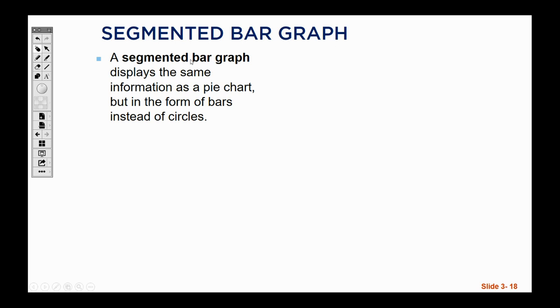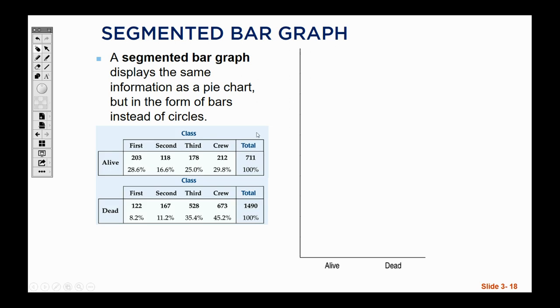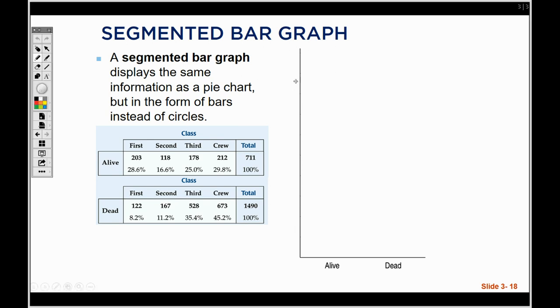So a segmented bar graph is what I was getting to. We're going to make a segmented bar graph, which displays the same information as a pie chart, but in bars. Easier to make, especially on the AP exam, because we don't have to figure out 360 when we're trying to figure out what size to make things. We're going to take these two categories, alive and dead, and make a proportion. This is going to be animated in a minute, but I'm just going to show you how I would do this by hand first.